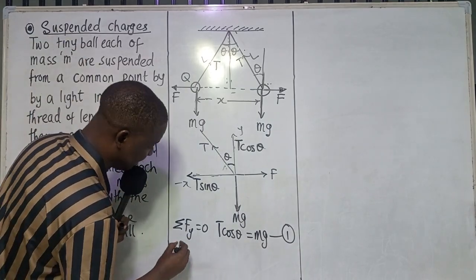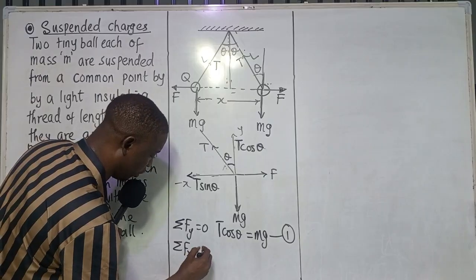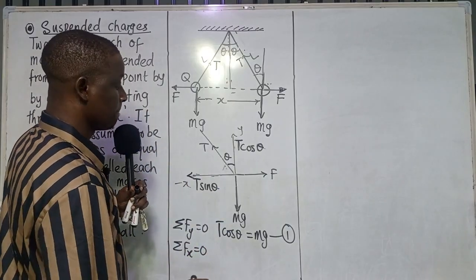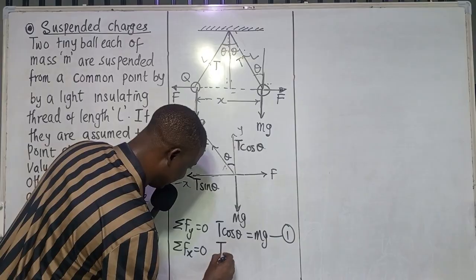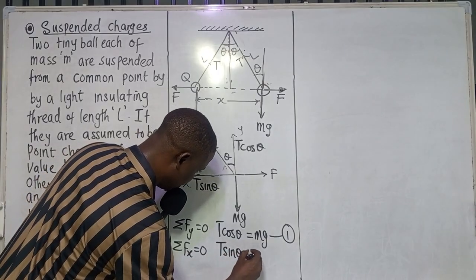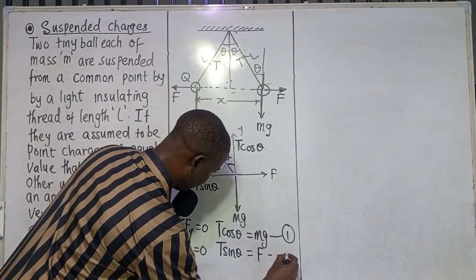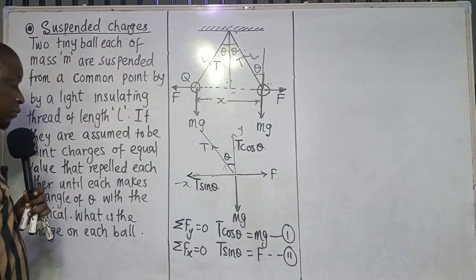Now, let's consider sigma Fx equal to 0 along the horizontal. It will now be T sin theta is equal to F. Let's call this one equation 2.